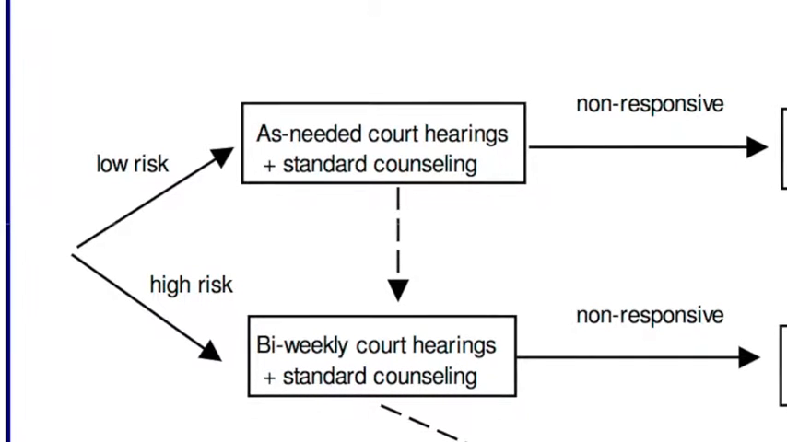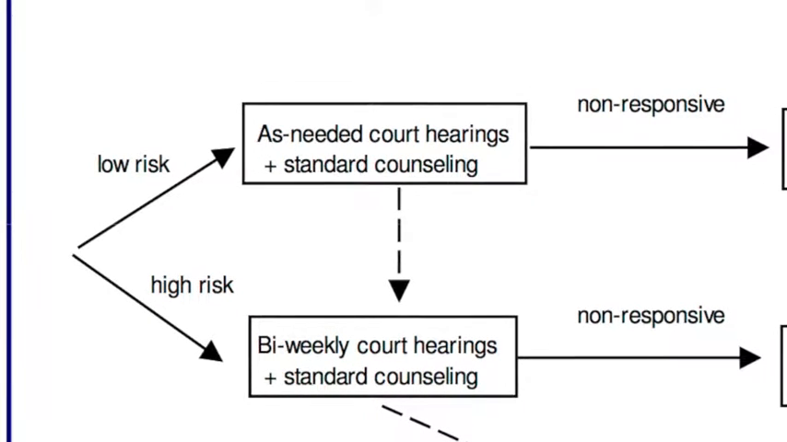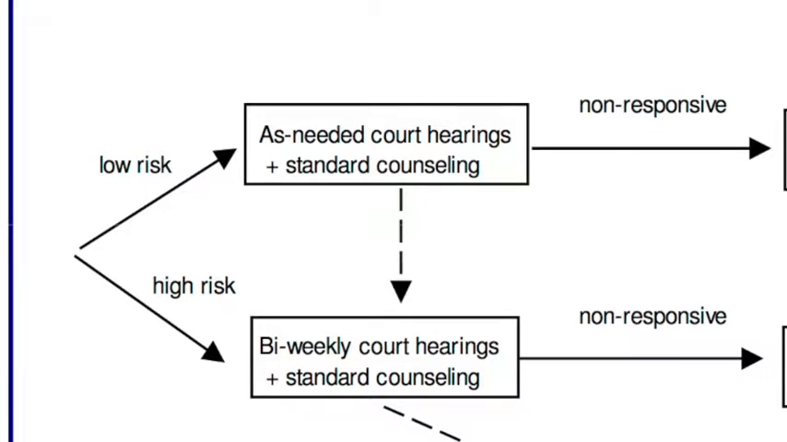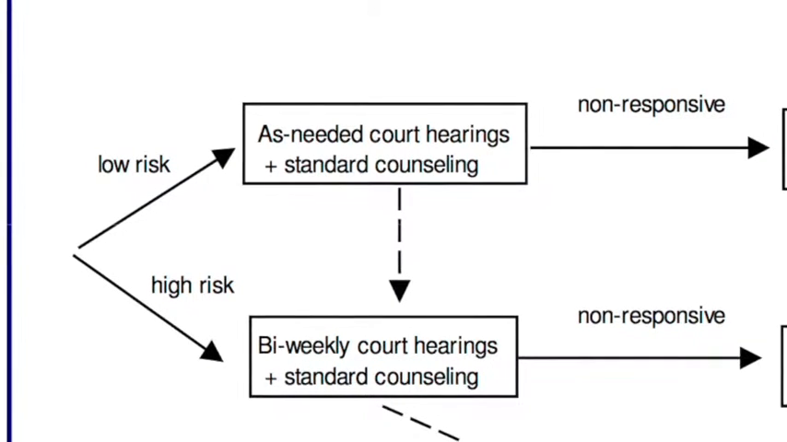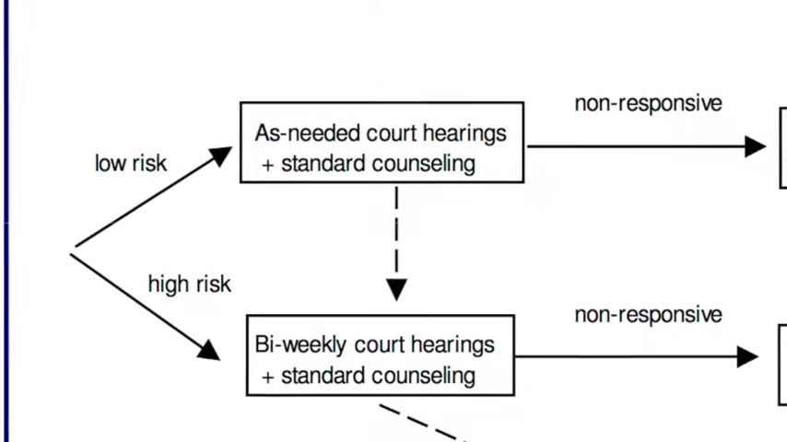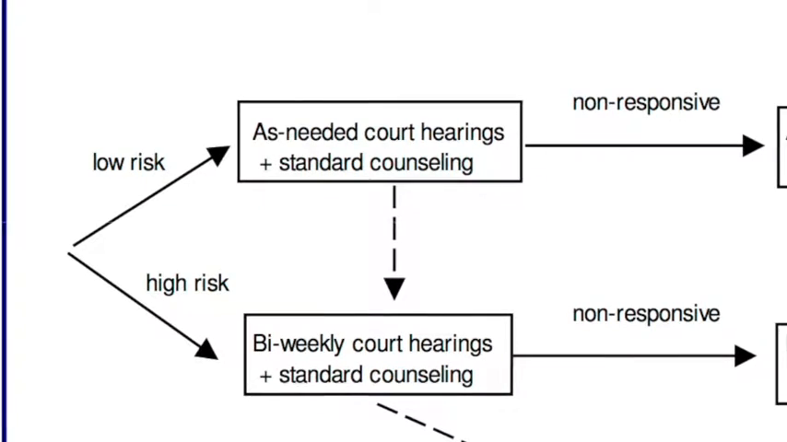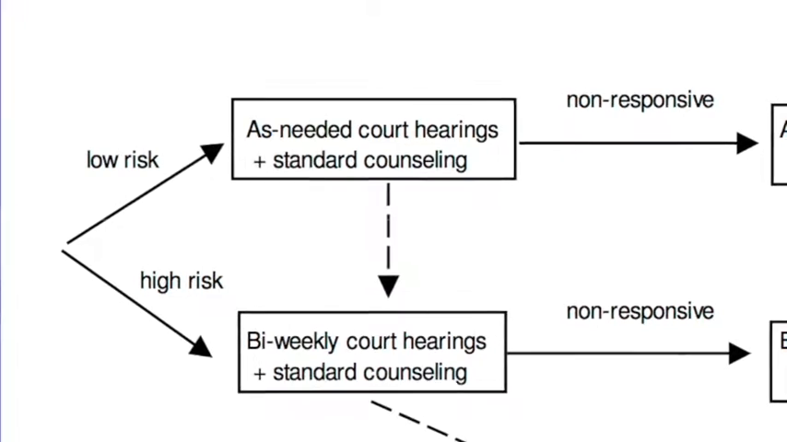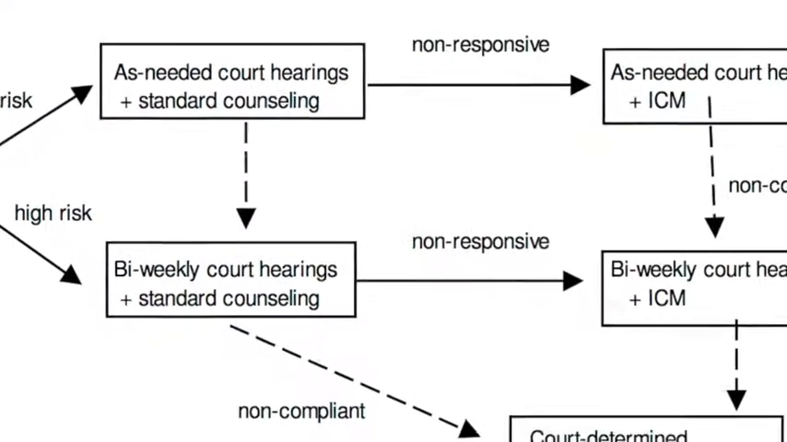So court hearings are an extremely expensive behavioral intervention. So if it is possible to reduce the expense of this behavioral intervention, you want to. So for the people who are low risk, they had as-needed court hearings, and the high risk was biweekly. And then every month thereafter, they're monitored by the staff. And at the end of each month, it's decided, well, this person is doing fine, they're progressing in the drug court program, or they're non-responsive, or they're non-compliant.